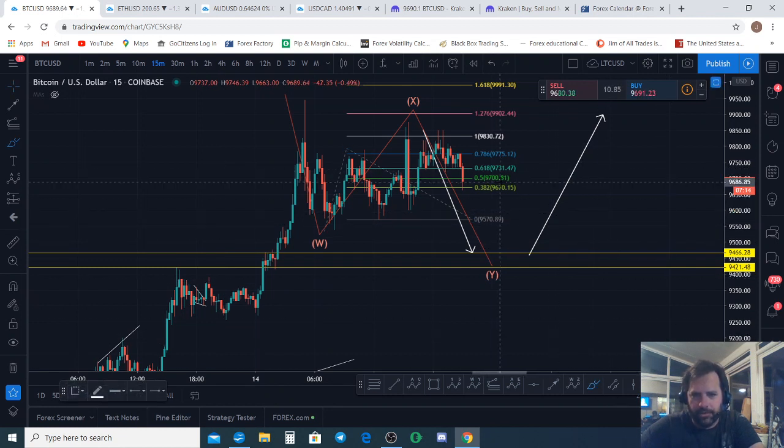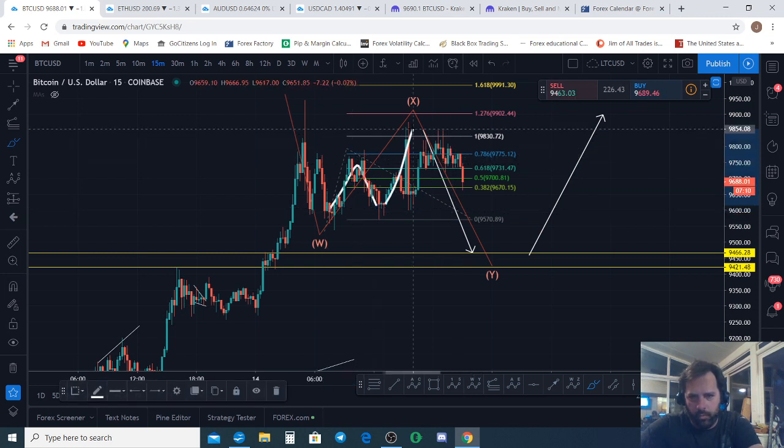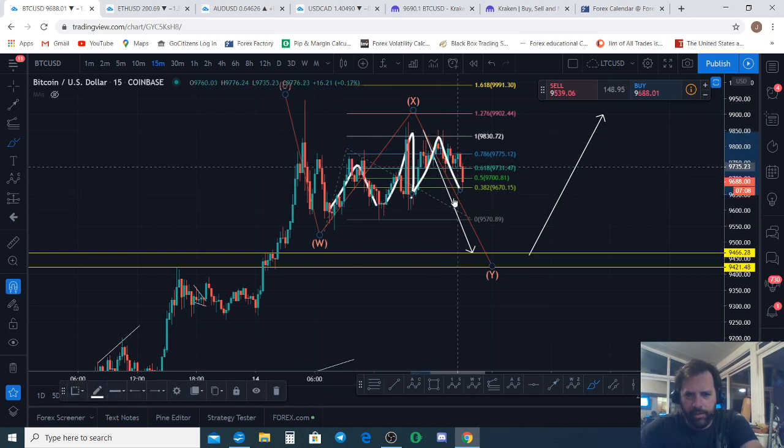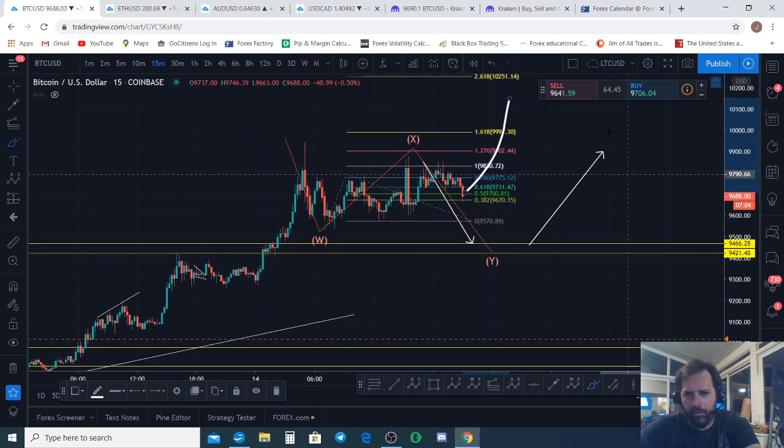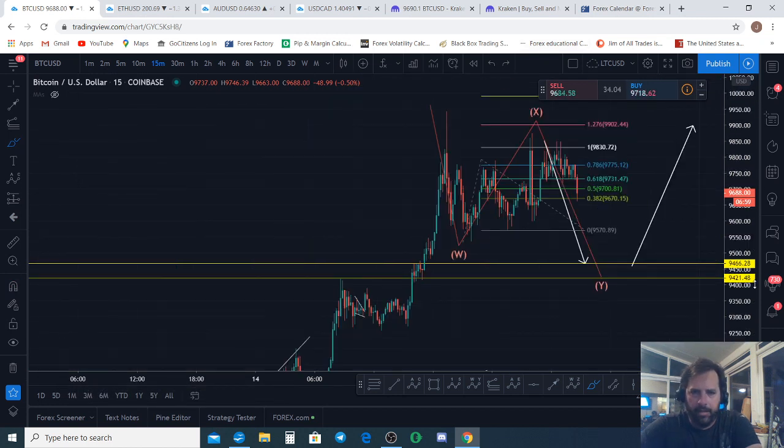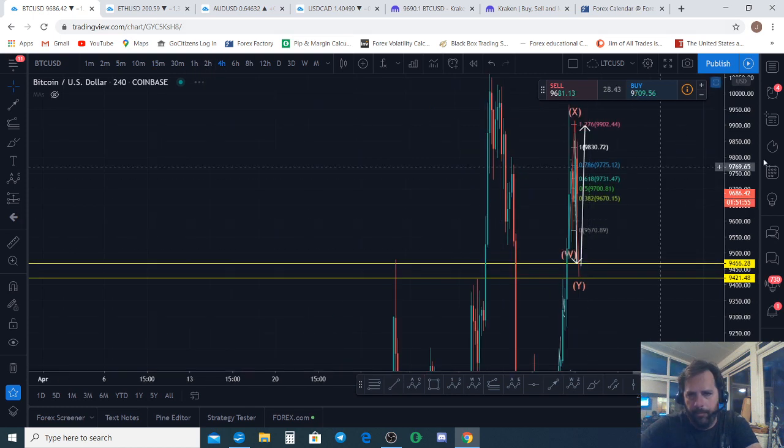That's my first count. The other option is we've got a 1 2 1 2 1 2. We got three nested 1 2s, and then it's going to be a gigantic, huge, big time candle going up. So that's the other option. That's the big bull count there.